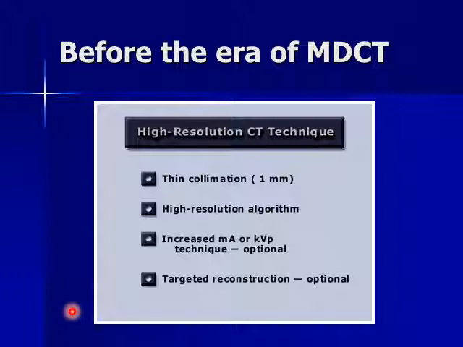When I was a resident about 25 years ago or more, we had old-fashioned CT, which was a single slice one. It was very slow. And at that time, there was a specific examination requested by our colleagues in the chest department called high resolution CT of the chest. It was done by thin collimation, 1 millimeter thickness, high resolution algorithm, increasing the milliampere and kV, and sometimes doing targeted reconstruction of a certain area of the lung.